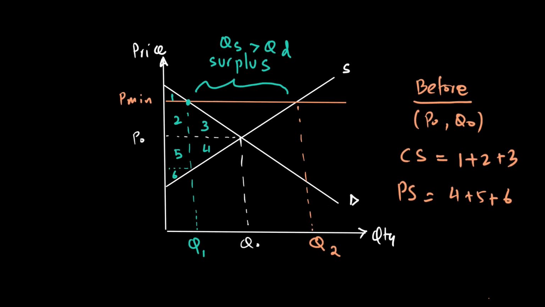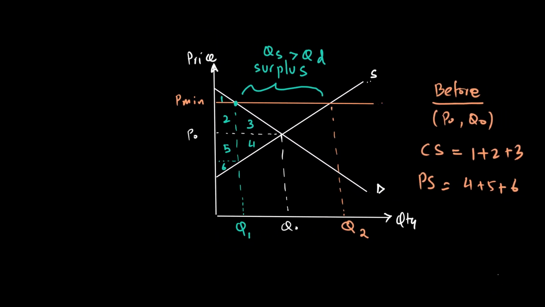Now, after, guys, what happens after the minimum price? After the minimum price, now price is P min and the quantity being sold is Q1, right? Because there is a surplus and there is an unsold quantity. Now that would mean my consumer surplus will be only area 1, because if the price is P min, then the area under the demand curve above the price is only area 1.